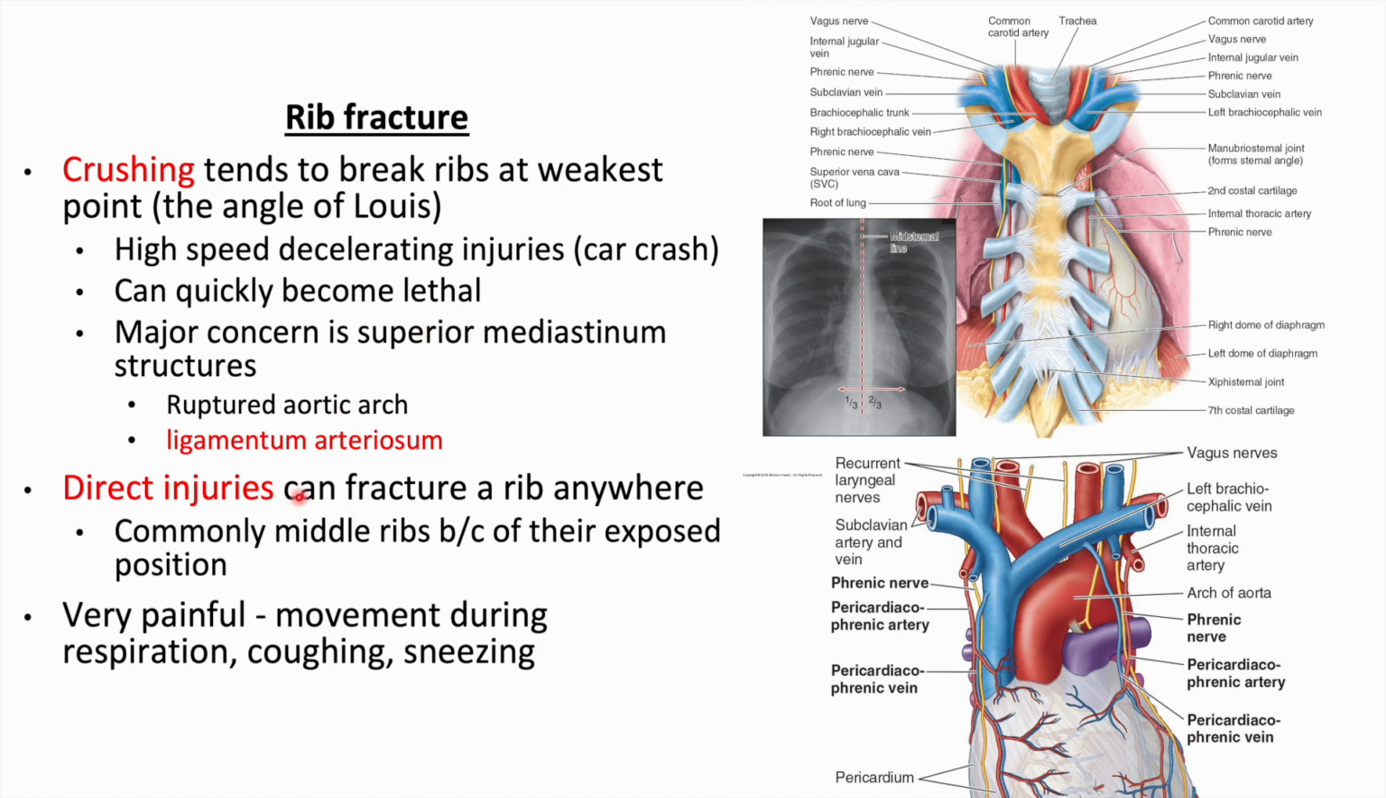With direct injuries, the fracture can happen anywhere along the ribs. This is commonly going to be at the middle ribs, just because of how exposed they are. And you can imagine that breaking ribs in any way is going to be very painful, because we're constantly using our ribs and rib muscles to move during breathing, as well as things like coughing and sneezing. We're constantly breathing, and so if you have a fracture, it's going to be really, really painful.